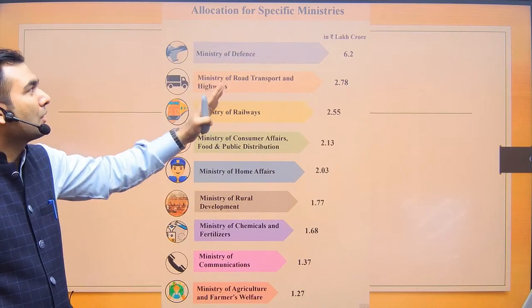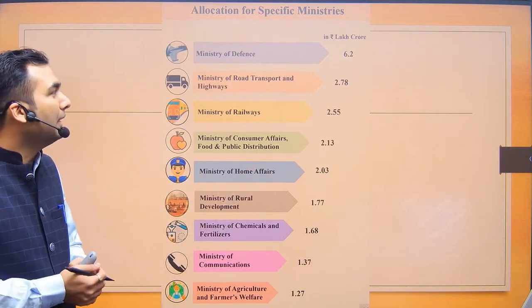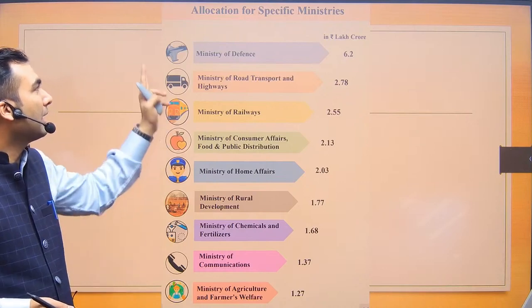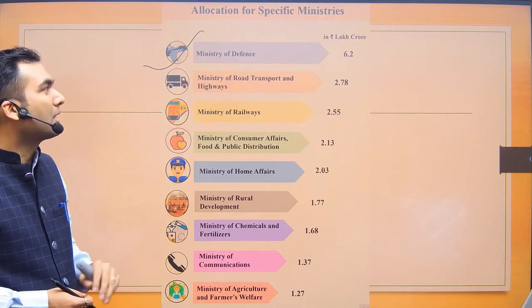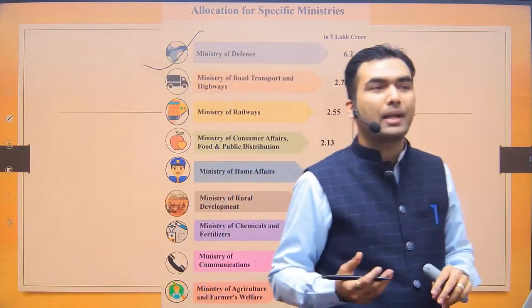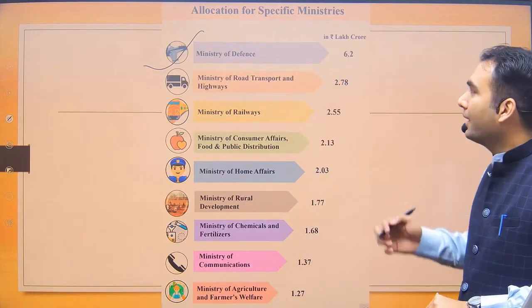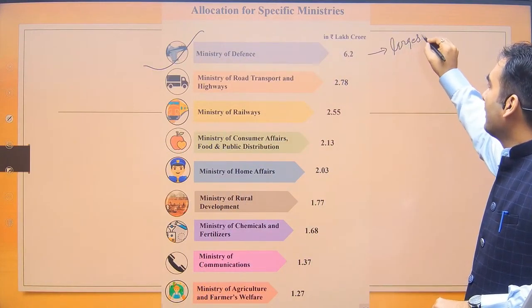Next, this is the allocation to different ministries: which ministry has got how much money, and the biggest gainer is the Ministry of Defense. Ministry of Defense has got 6.2 lakh crore. Ministry of Defense is the largest employer as well. Largest employer in India is also the Ministry of Defense.